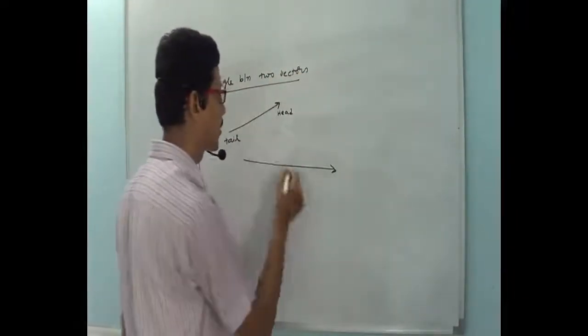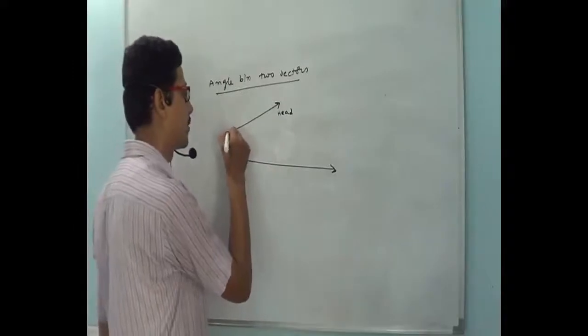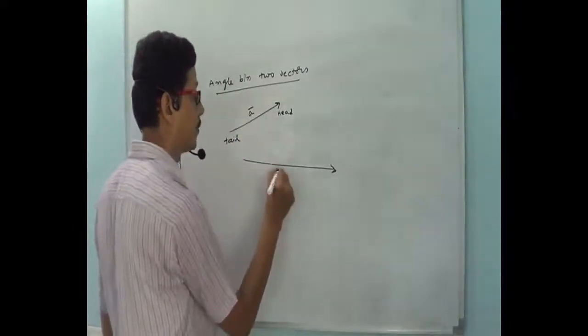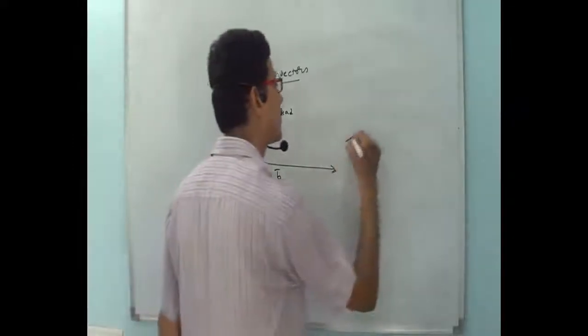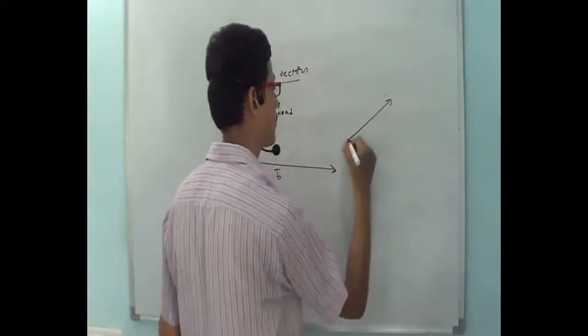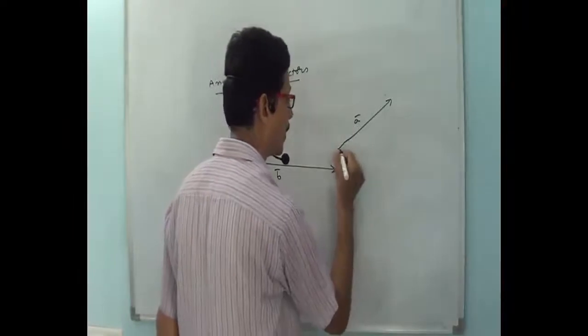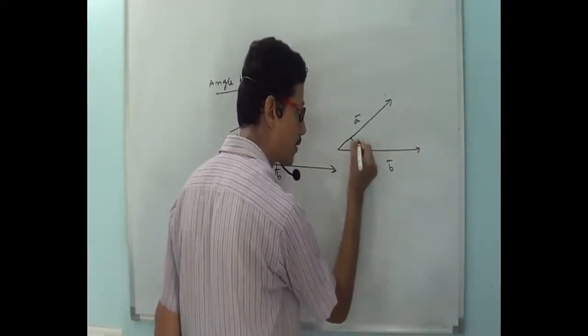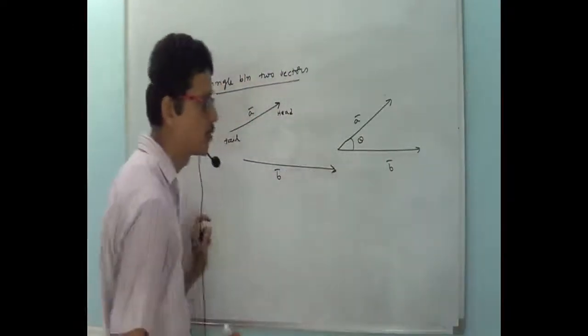Okay, suppose I take these two vectors. This is one vector, a bar, and this is vector b bar, and this is theta. Theta is the angle between the two vectors.